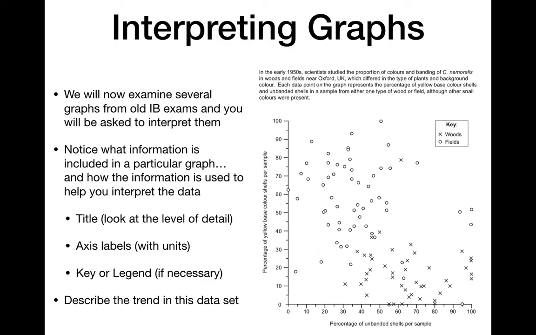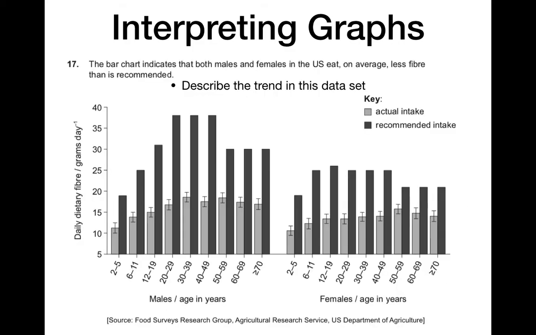So this kind of interpretation is what you're going to have to do on paper 2 and paper 3, and you can expect to see more of them on your unit test from now on. Here's another one. So take a look and describe the trend.